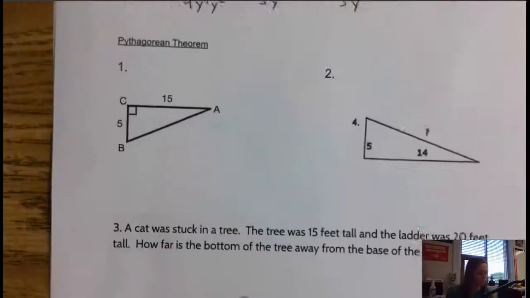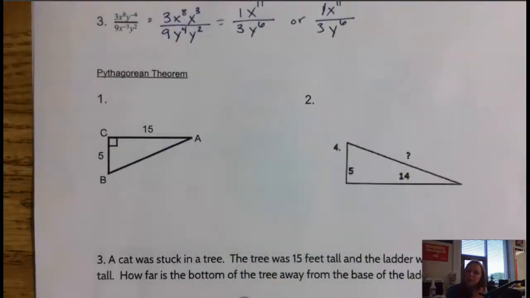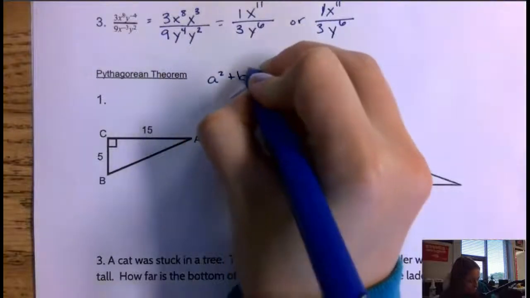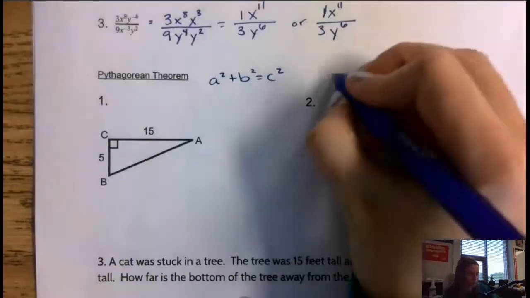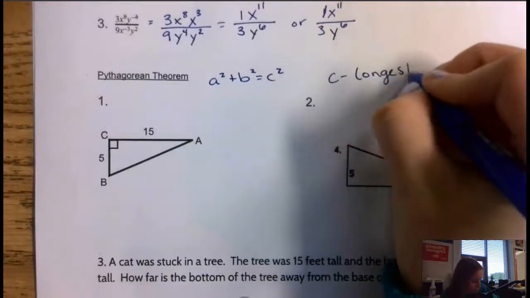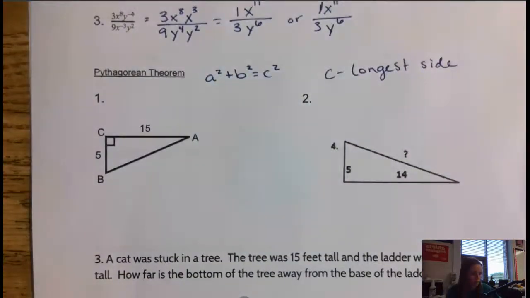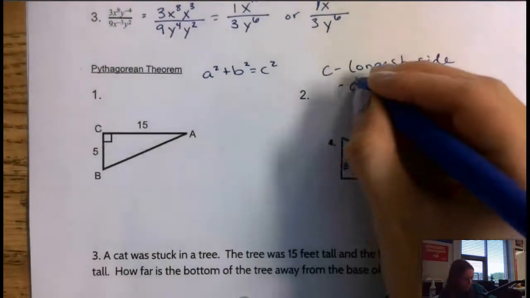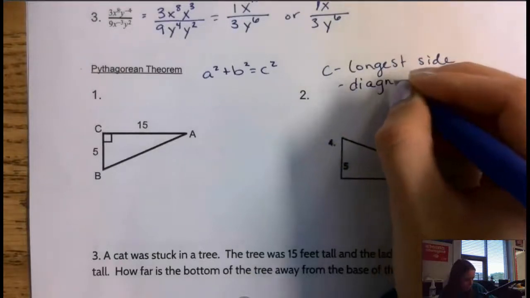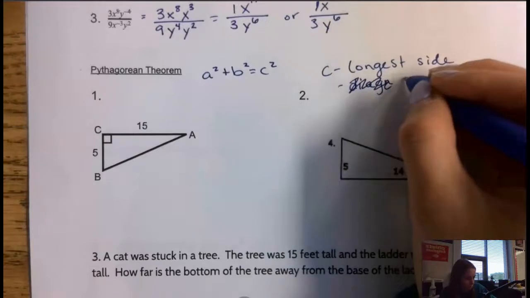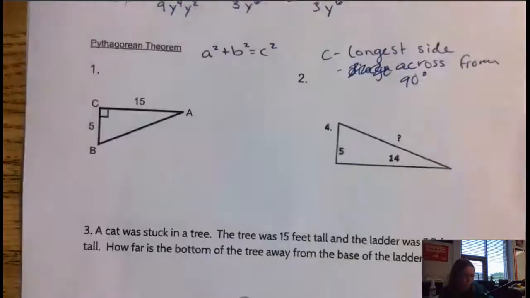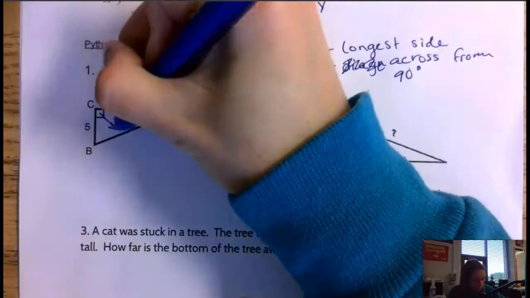But there we go. Alright, now this next section is Pythagorean theorem. Pause it and see if you can remember it and write it down. If not, I'm about to. So a squared plus b squared equals c squared. Now c is the longest side. A and B does not matter, okay? It's also diagonal across from the 90-degree angle.